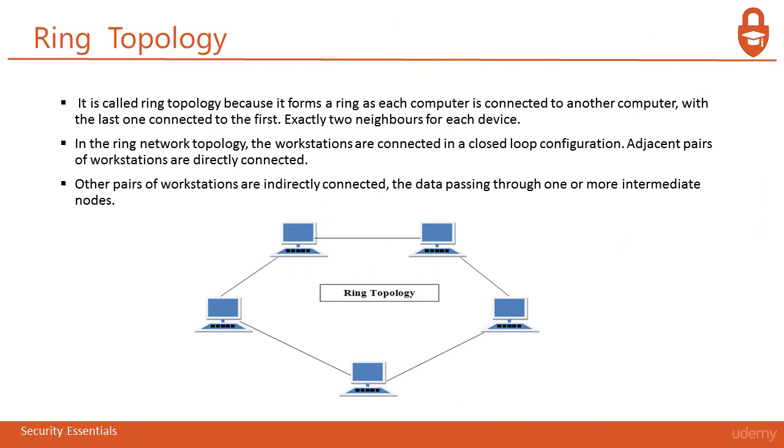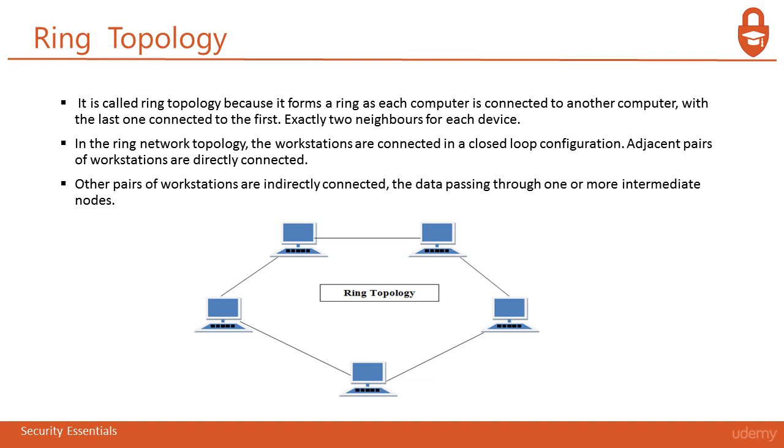Next is the ring topology. It is called ring topology because it forms a ring, as each computer is connected to each adjacent computer, with the last one connected to the first. Exactly two neighbors for each device. In the ring network topology, the workstations make a closed loop configuration, with adjacent pairs of workstations being directly connected. Other pairs of workstations are indirectly connected, meaning the data passes through one or more intermediate nodes.